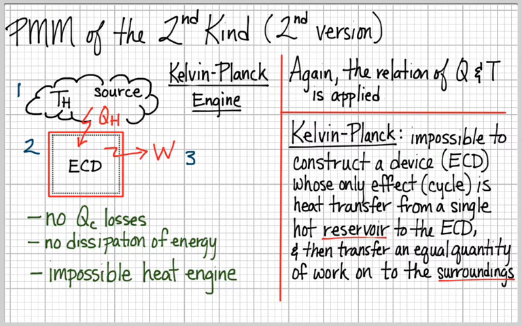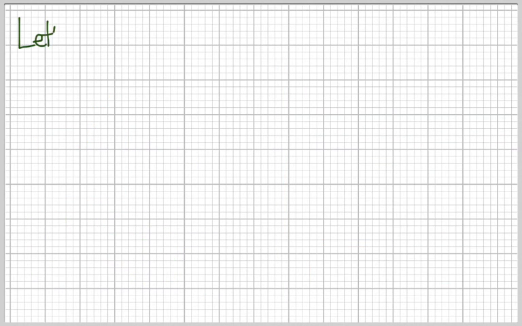So I've got 2 perpetual motion machines. One is an impossible heat pump. The other is an impossible heat engine. All right? Now, cool thing here. This is both second law stuff. Perpetual motion machines of the second kind are second law perpetual motion machines, PMMs. So let's look at this.